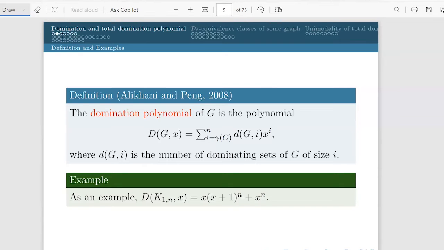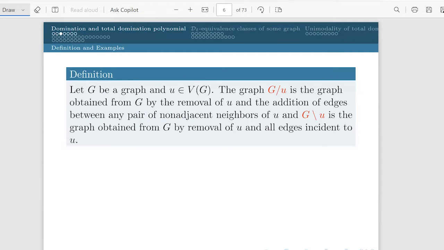For example, an easy example, you see here the domination polynomial of a star K(1,n) is easily obtained by the formula x times (x plus 1) to the n plus x to the n. After obtaining the domination polynomial for paths, cycles and some specific graphs, one of the main problems for us was obtaining a general recursive formula for computing the domination polynomial of a graph.